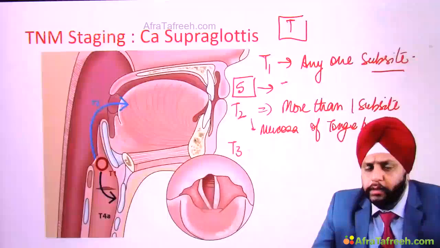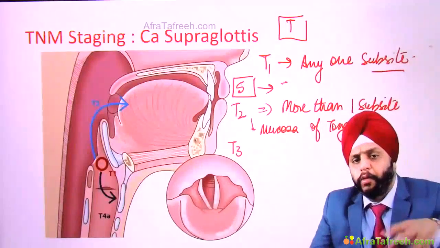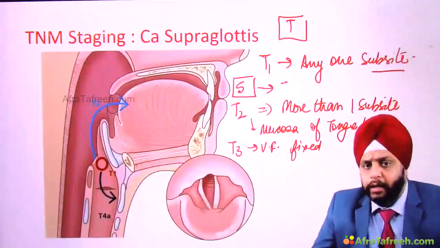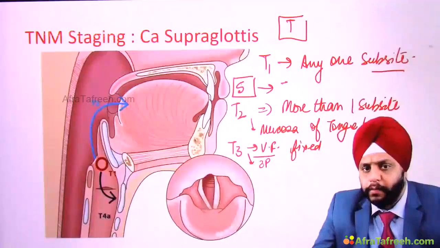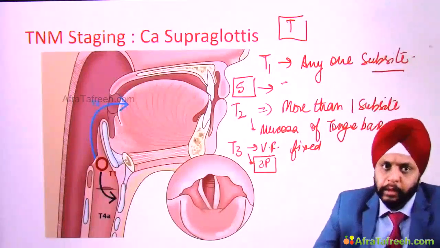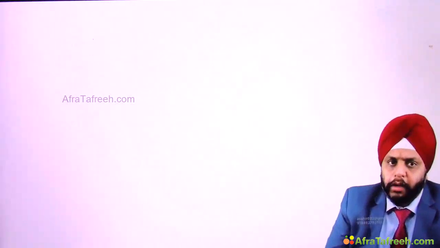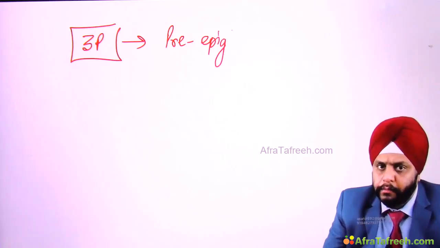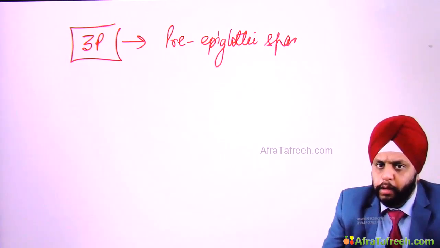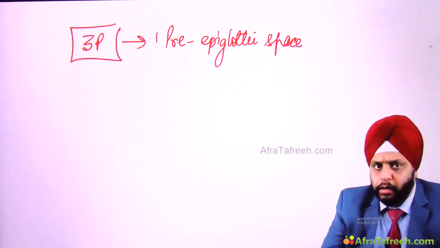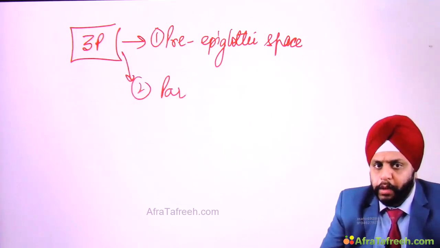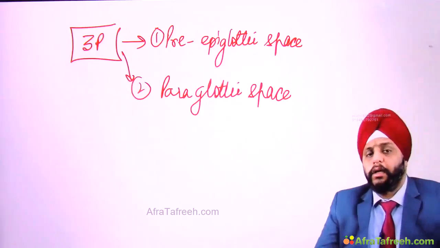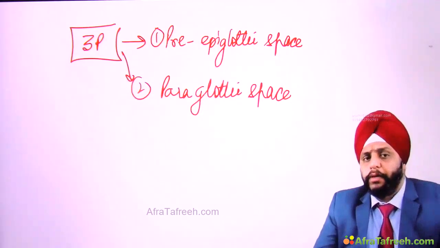What is T3 in supraglottis? T3 is if it goes to the glottis and the vocal fold becomes fixed. And other than this, the malignancy can be in the 3P spaces. What is the 3P space here? The pre-epiglottic space, anterior to the epiglottis, the pre-epiglottic space of Boyer. Or it can be in the paraglottic space. If malignancy is there in the paraglottic space of Tucker, it is considered a transglottic malignancy and we call it T3.